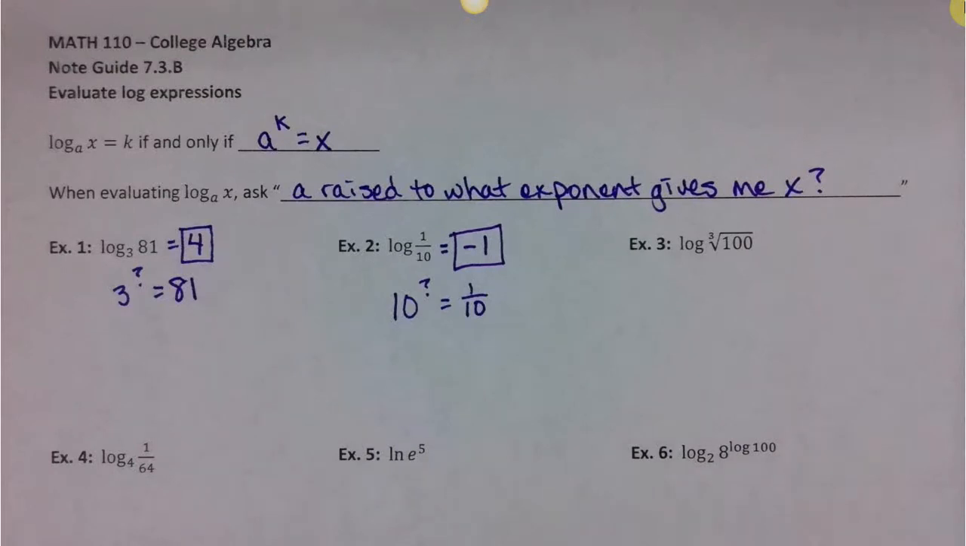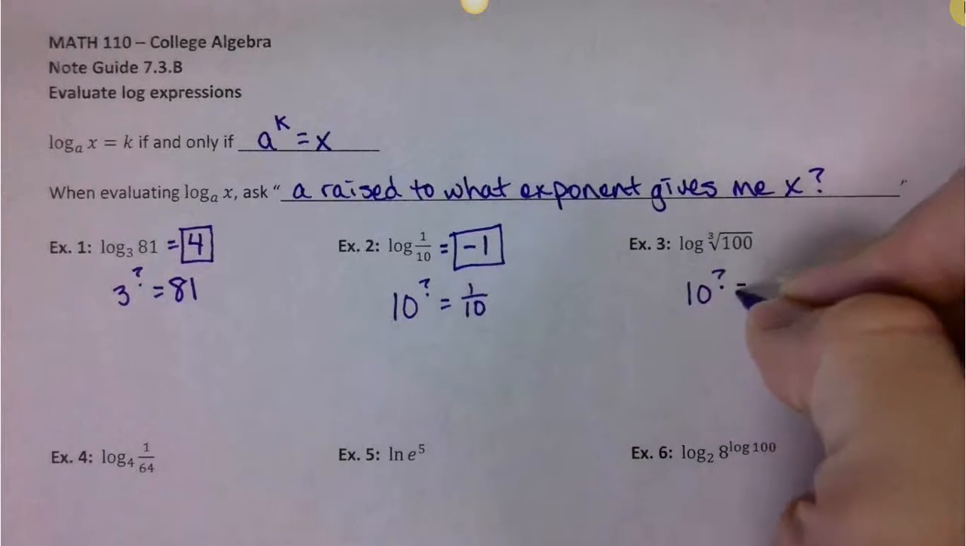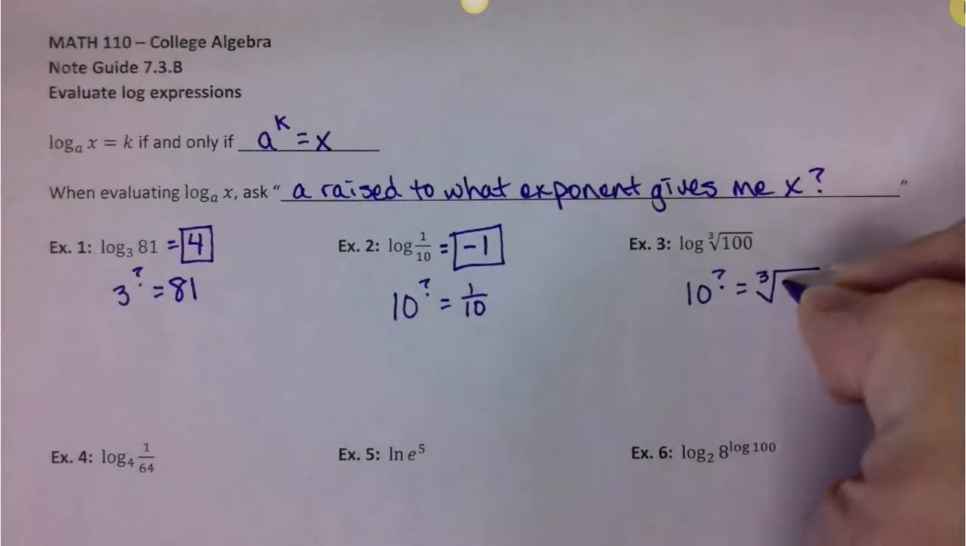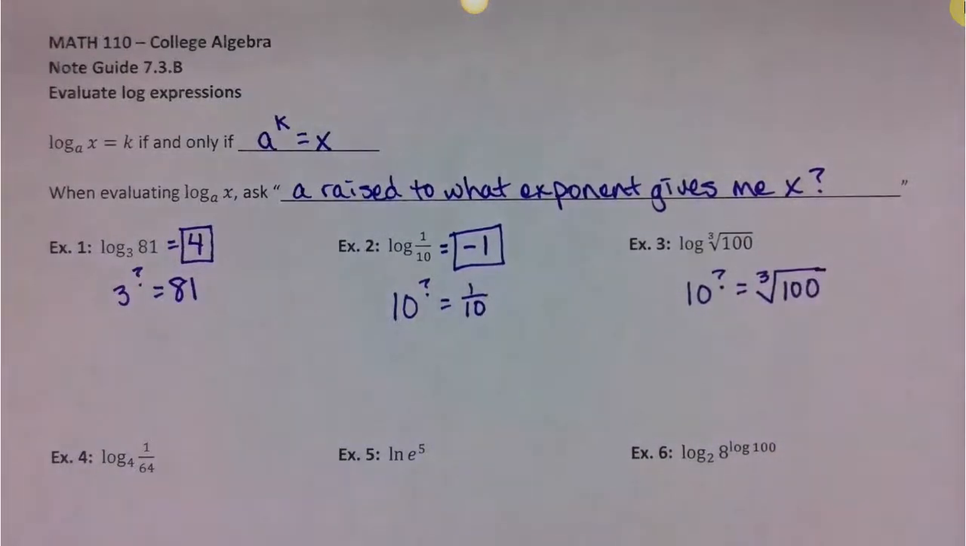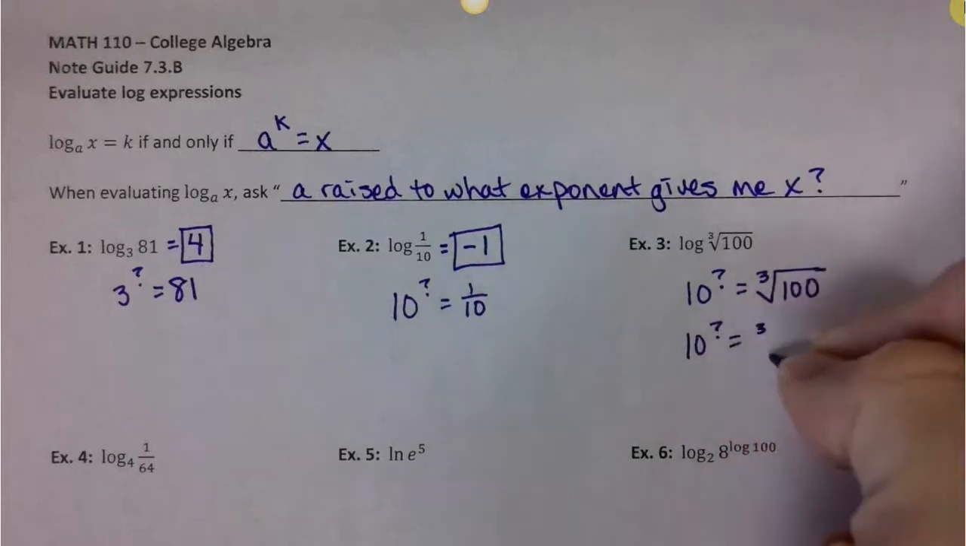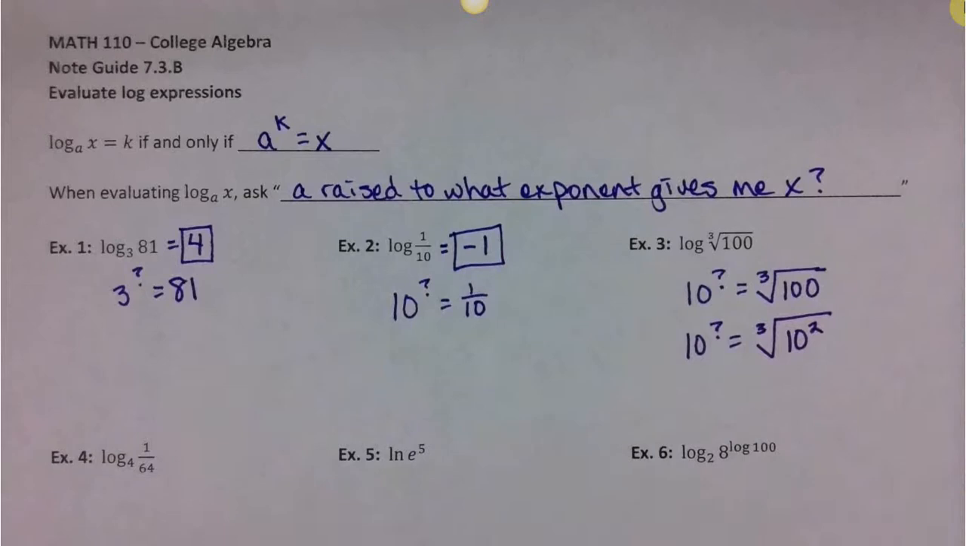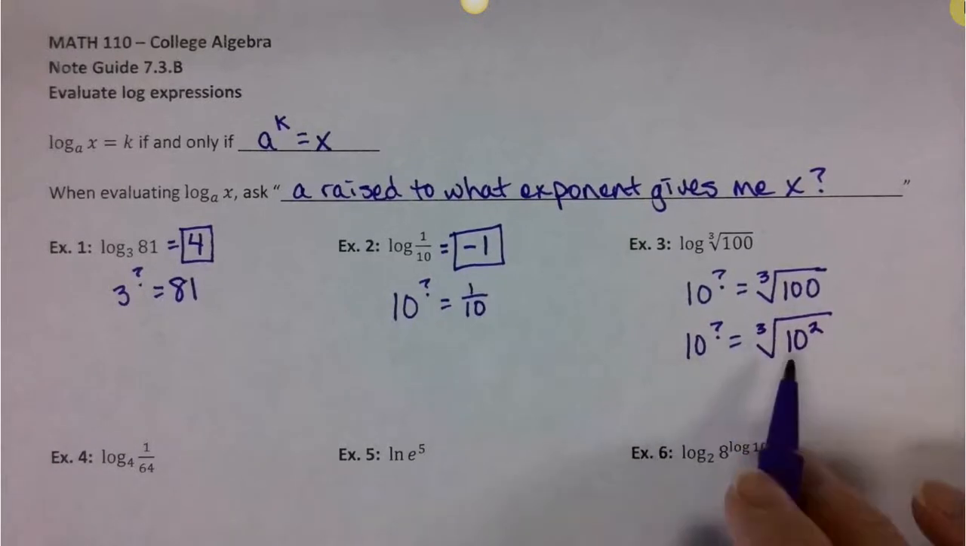The log of the cube root of 100. So again, this is understood to be a base 10. So what we're asking ourselves is: 10 raised to what exponent is equal to the cube root of 100? So I'm going to do a little bit of manipulating of the numbers with this one. You should recognize that 100 is the same as 10 squared. So now at least I have that 10 in common on both sides of my equal sign here.